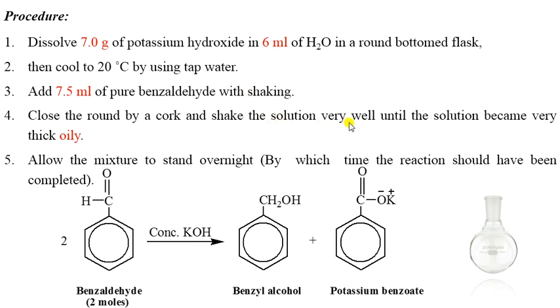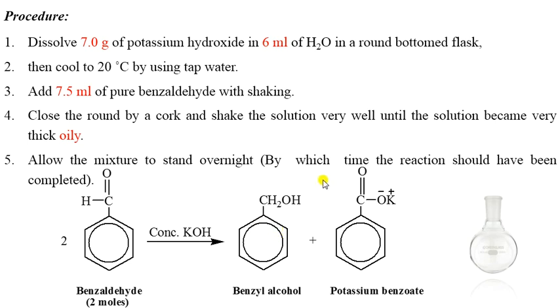Shake the solution very well until the solution becomes very thick, oily, like oil. Allow this mixture to stand overnight, and this time the reaction should be complete, and the mixture inside the round bottom flask should contain benzyl alcohol as product number 1 and potassium benzoate as product number 2.